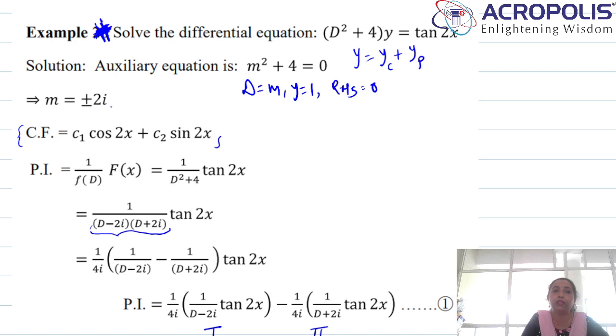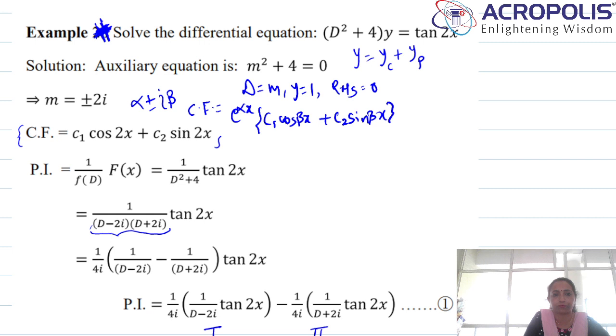You can see that these are imaginary roots, and we will apply the case for imaginary roots. If it is in the form of alpha plus minus i beta, then complementary function must be e to the power alpha x, c1 cos of beta x plus c2 sin of beta x, where alpha is equal to 0 and beta is equal to 2.